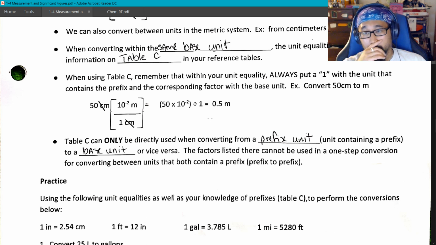Now, there is a small asterisk, right? You can only use table C if you're going from a prefix unit, so literally something with a prefix, to a base unit. And a base unit is what we call a unit with no prefix on it. Or vice versa. So if you're going from a base unit to a prefix unit, you are not, and I repeat, you are not allowed to use table C and this unit conversion process for going prefix to prefix, because you'd run into a problem. Both numbers would be 1. We'll deal with that scenario in the future, but right now, let's get this set.